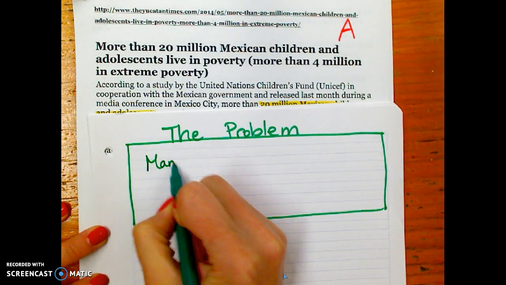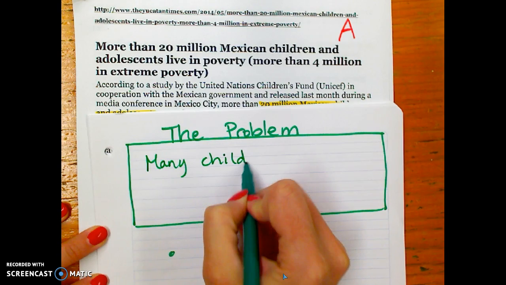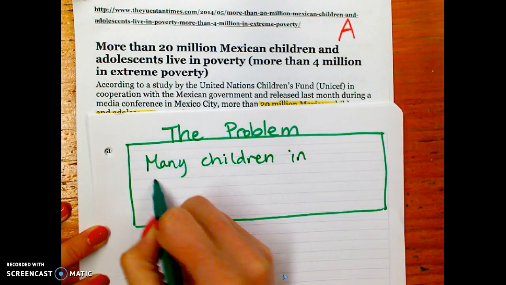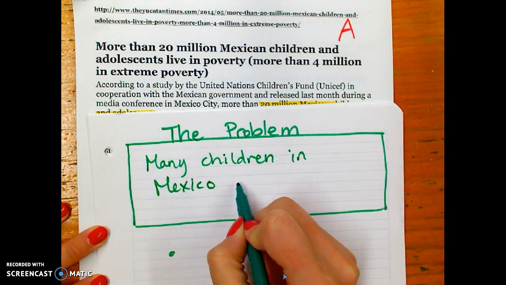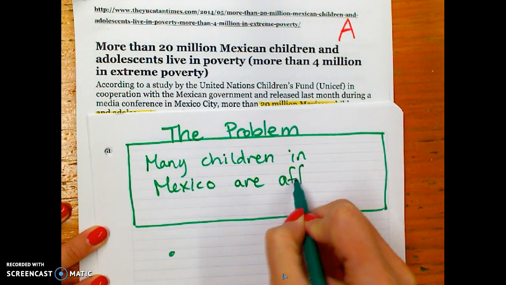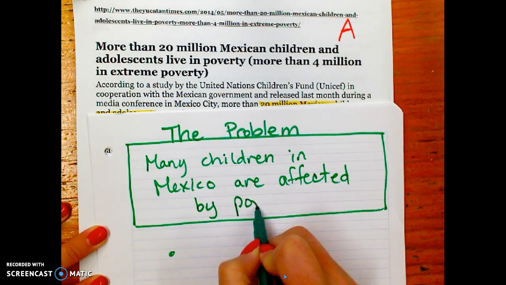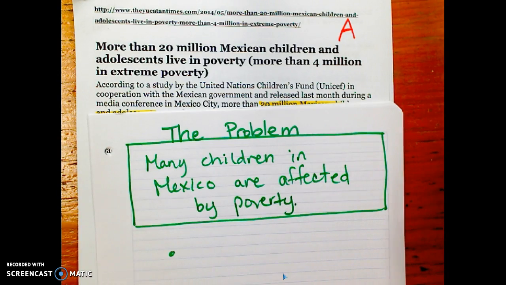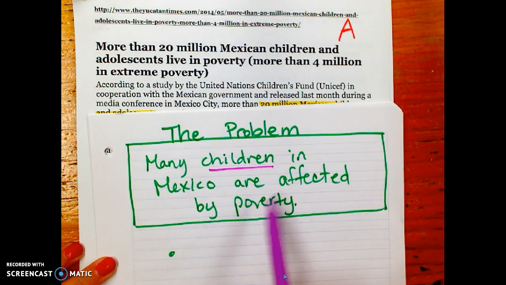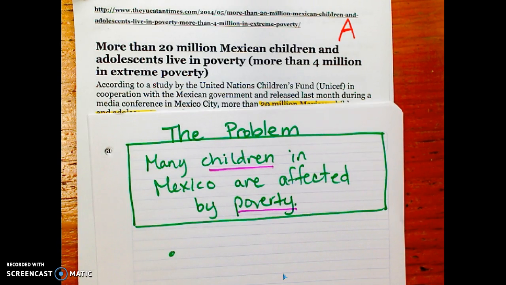many children in Mexico are affected by poverty because that is the main problem I will be addressing in my essay. I'm going to specifically be talking about children. I'm going to be talking about poverty because my solution addresses children in poverty.